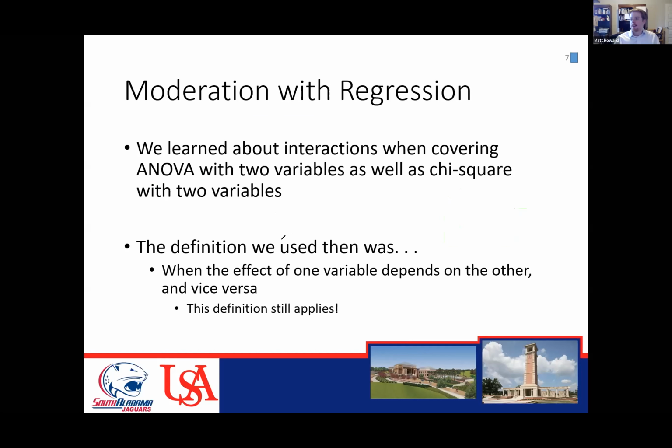Also, something else to note is that when we covered interactions with ANOVA and chi-square, the definition we used for an interaction was when the effect of one variable depends on the other, and vice versa. And this definition still applies. You can still apply it to moderation with regression. And we see that in the figure we were just looking at before.